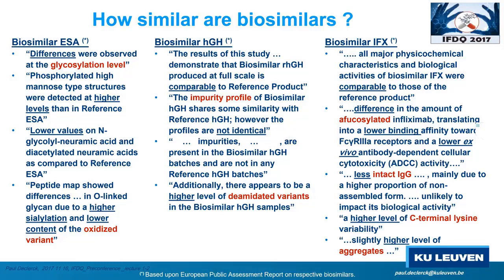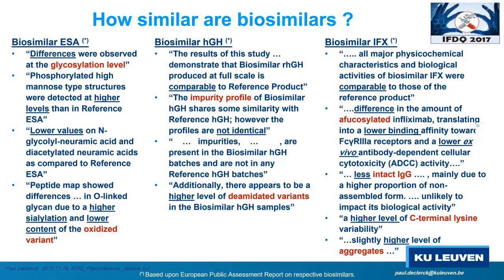And there you will notice that they indeed reported differences in particular properties, differences at the level of glycosylation, for instance, differences at the level of oxidation, as we can see here, differences in impurity profile, and so on. For the biosimilar infliximab, they also noted differences in the extent of afucosylation. And without going into too much molecular detail, the extent of afucosylation has a clear impact, this is very well known, on the binding of the Fc part to particular Fc receptors, and this may have an impact on the functional properties of your monoclonal antibody in vitro, but ultimately may also have an impact on the overall in vivo efficacy of your molecule.